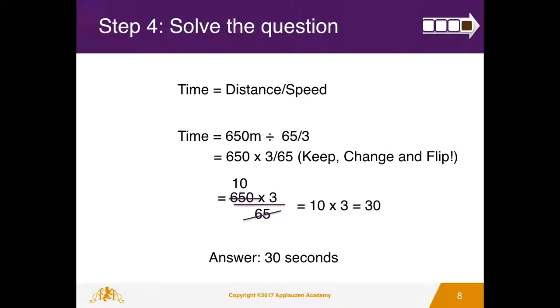Now we're finally ready to answer the problem. Since we now know that the distance is 650 meters and the speed is 65 over 3 meters per second, we can find the time by dividing 650 by 65 over 3. Remember, to divide by fractions we need to keep, change, flip, and the problem can be rewritten as 650 times 3 over 65. Simplify down and you get 30 seconds as your answer.